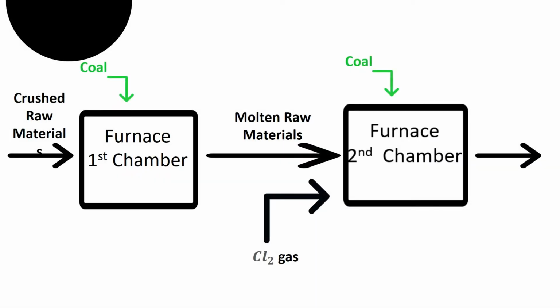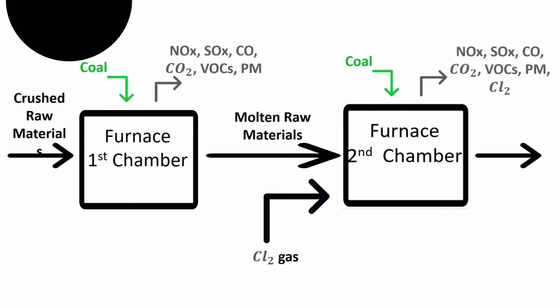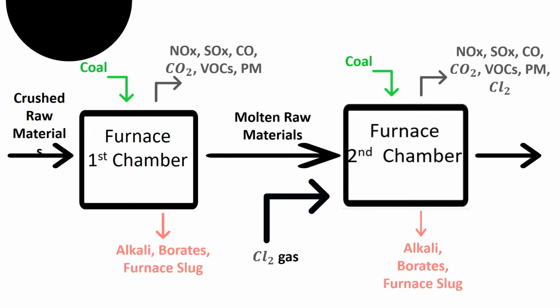Going back to the first and second chamber furnace, coal was used as an energy source for this process due to the high temperature. Coal served as an alternative to natural gas for safety, because natural gas may explode upon combustion and mishandling. With these, NOx, SOx, carbon monoxide, carbon dioxide, and VOCs will be emitted in air. Also, chlorine gas will be emitted due to its usage on the impurities. Furthermore, alkali, borates, and furnace slag will be emitted as solid wastes.